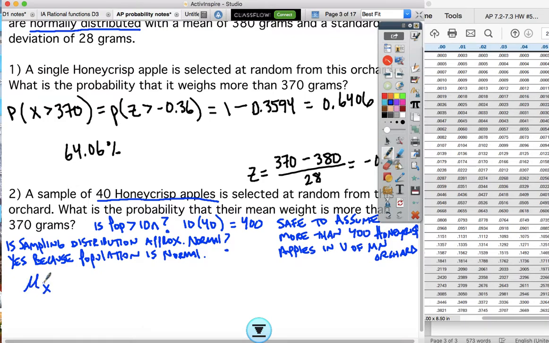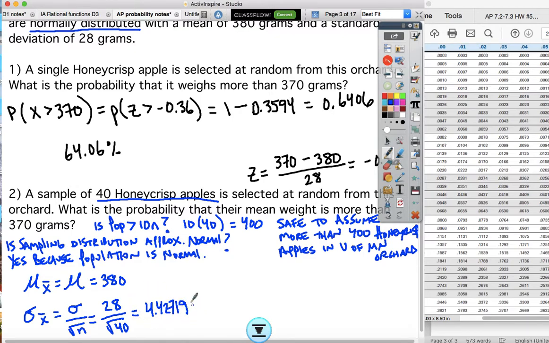Here's my formulas. Now, the mean of the sampling distribution is going to equal the population mean. And the population mean was given to us up here, it's 380 grams. So that stays the same. But the standard deviation of the sampling distribution will be the population standard deviation divided by the square root of n. The population standard deviation was given to us, that was 28. But I have to divide by the square root of the sample size, which was 40. And I'm going to get a new standard deviation now, which turns out to be 4.42719.